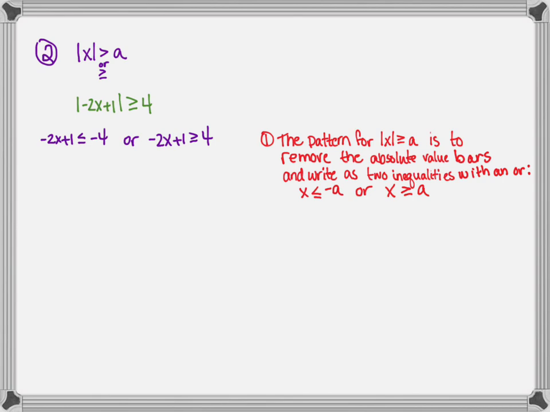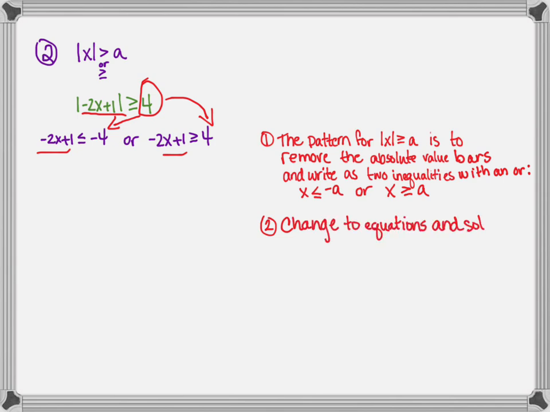Again, I'm going to solve these using test values. Again, we got the -2x plus 1 from inside the absolute value bars. And we took the 4, we've got the positive 4 on the right, and I've got the opposite of that over here on the left. So now we will change these two inequalities to equations and solve for x. I'll rewrite this as -2x plus 1 equals -4, or -2x plus 1 equals 4.